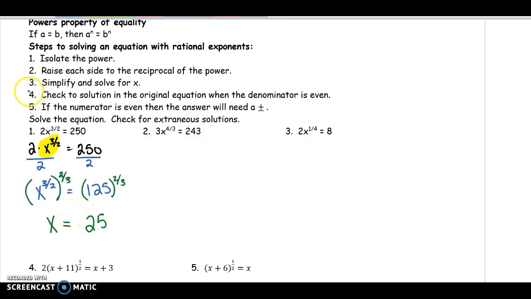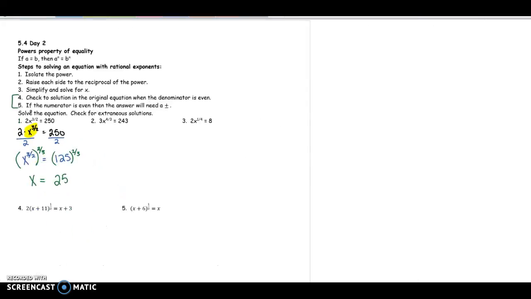Okay, now we need to talk about steps 4 and 5. Steps 4 and 5 are designed to take the guesswork out of this. Really, truly, if you understand what you're doing, you don't need to think about steps 4 and 5 because it'll just be part of your thought process. But if you want to boil it down to step-by-step instructions, step 4, check the solution in the original equation when the denominator of your fraction is even. So go back to our original problem.